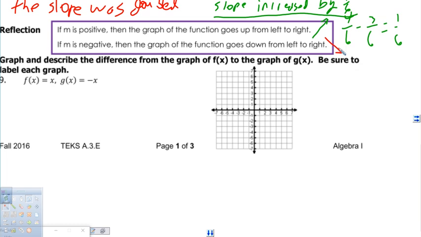So on this one, let's see, we've got our parent function that's going to be going like that, and that's our f of x. Okay? And then we're going to have g of x. Okay? And that's going to be going like this. Okay? It's got a slope of 1 passing through the origin. That was really poorly drawn. Give me 1 second.